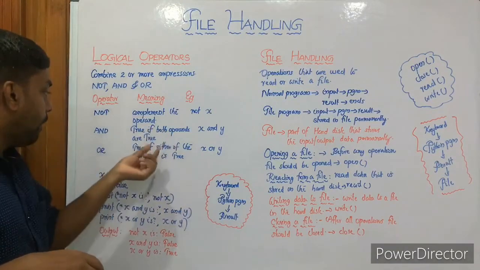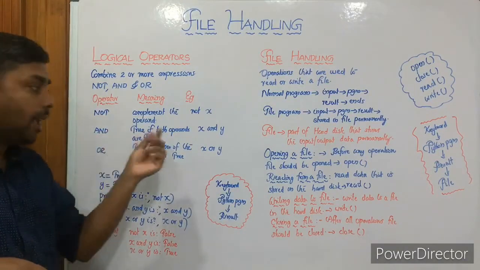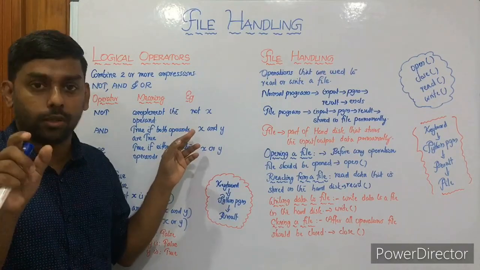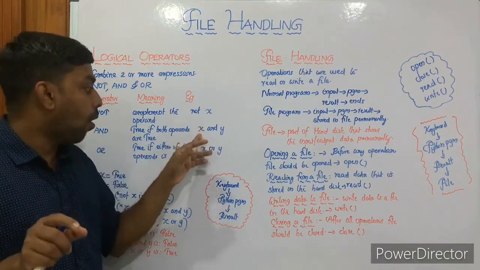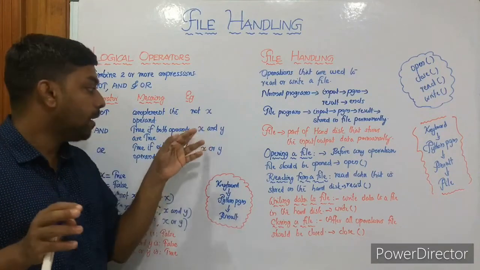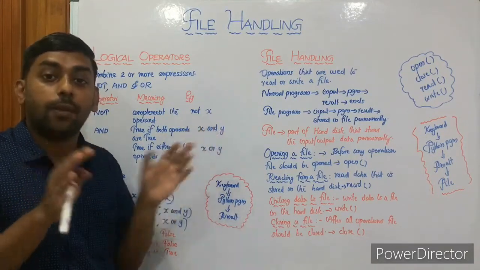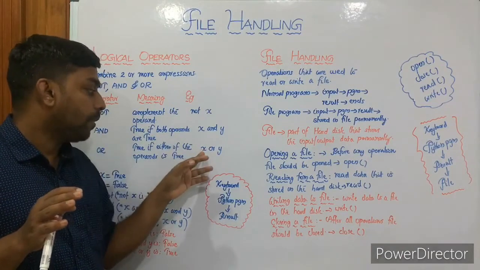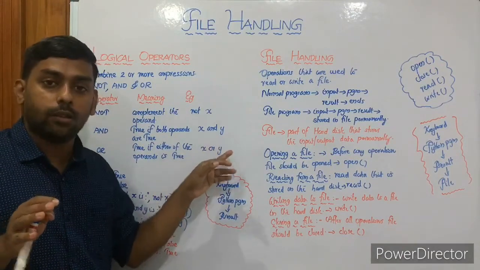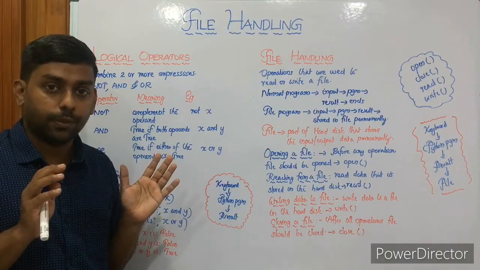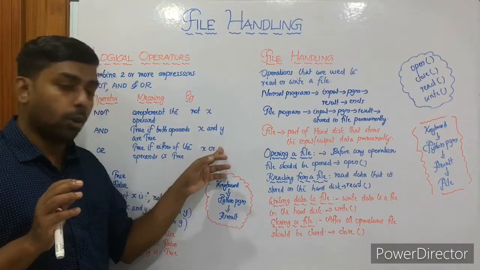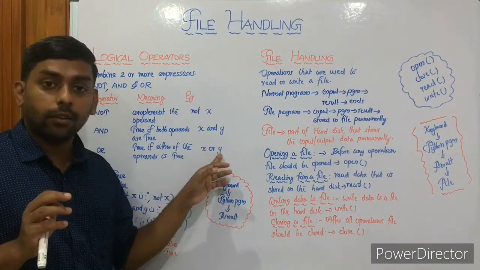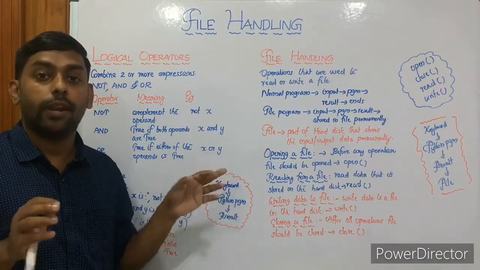Yes. And the difference between AND and OR is that AND gives you a true output only if all the inputs are true. That means the value of X and Y must both be true. But in the case of OR, either X is true or Y is true or both are true. Do you get me? True, true, we are getting true. True, false, we are getting true. False, true, we are getting true. False, false, we are getting false.